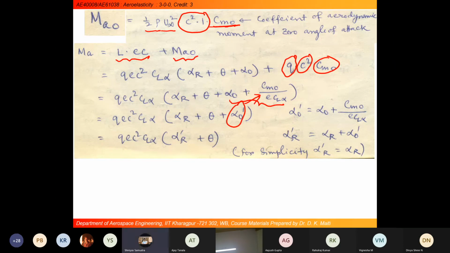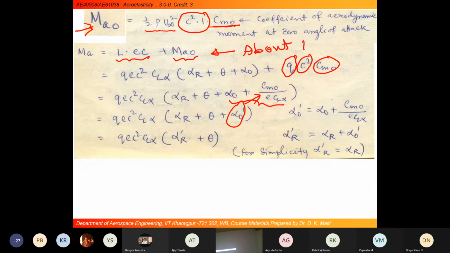Sir, so this moment is about which point? The moment is about the aerodynamic center. See, initially Ma, when I am calculating, this Ma is about the aerodynamic center, and Ma, the aerodynamic moment, when I am calculating, that is about the elastic axis. This moment is about the elastic axis.